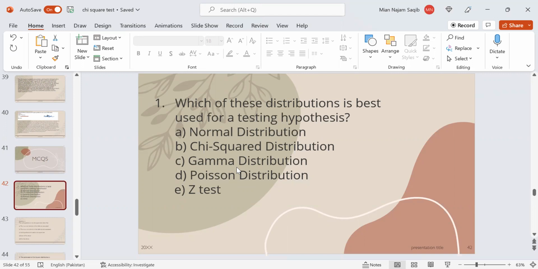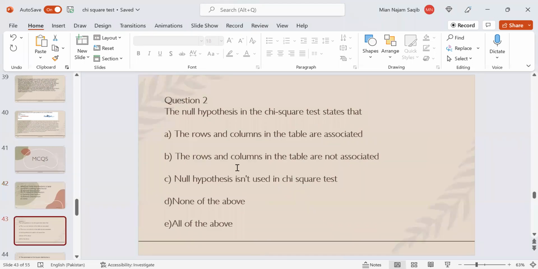The answer is B, which is the chi-square distribution. Question number 2. The null hypothesis in the chi-square test states that A, the rows and columns in the table are associated. B, the rows and columns in the table are not associated. C, null hypothesis isn't used in the chi-square test. D, none of the above. Or E, all of the above.